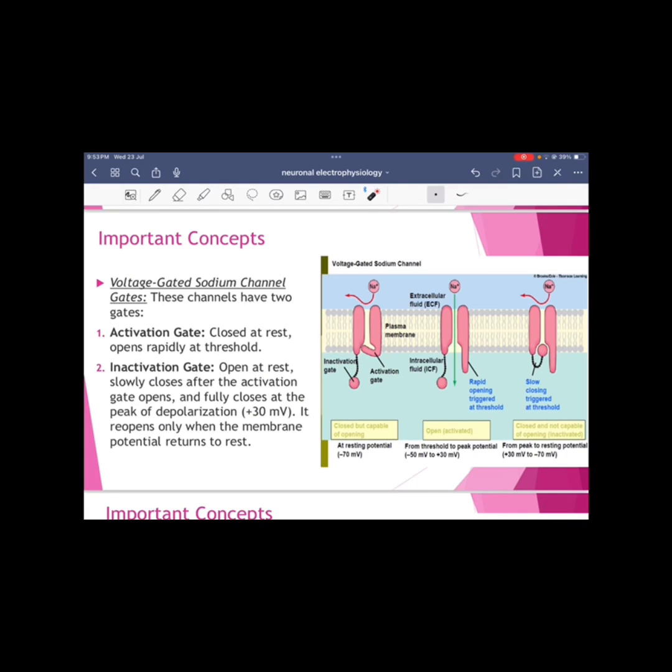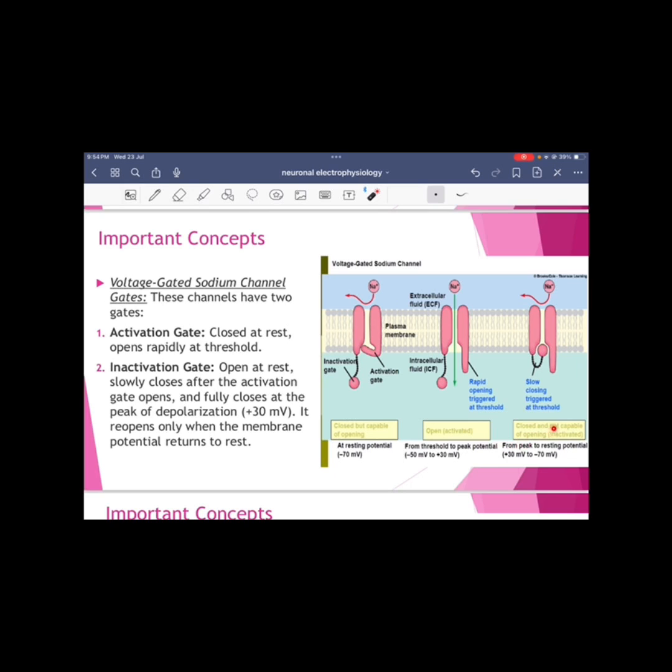During the resting membrane potential, the activation gate is closed, but it is capable of opening, and the inactivation gate is open. But during depolarization, from the threshold to the peak potential, from -50 to +30, the activation gate will open and the inactivation gate will stay open. So this will allow sodium to come inside the cell.